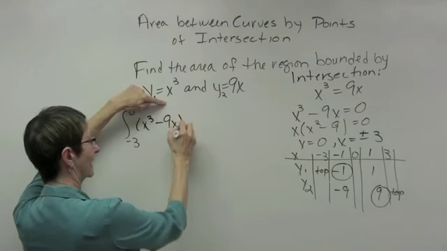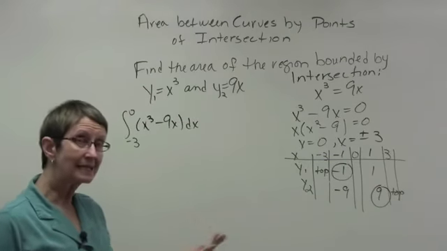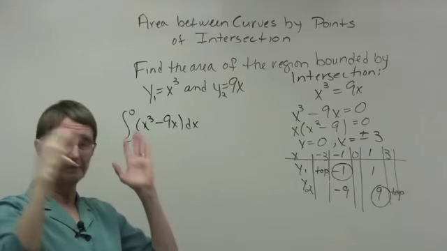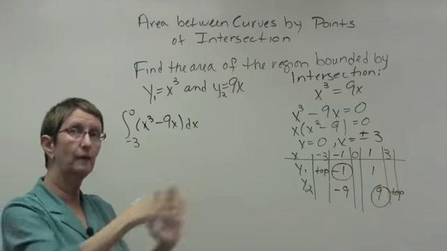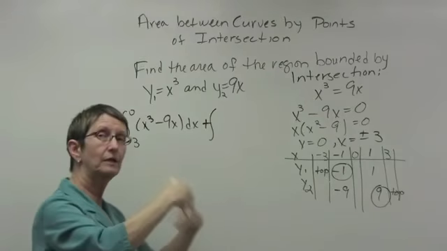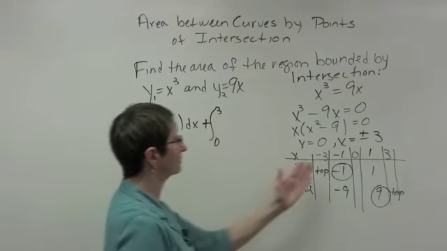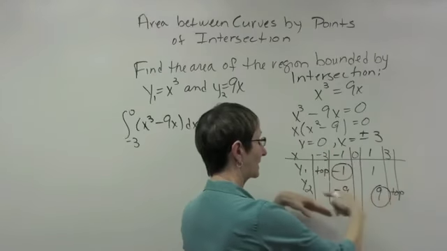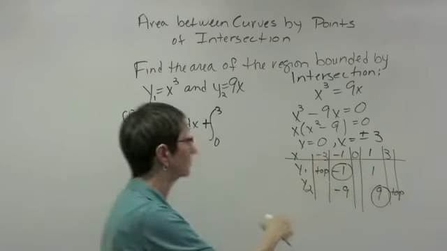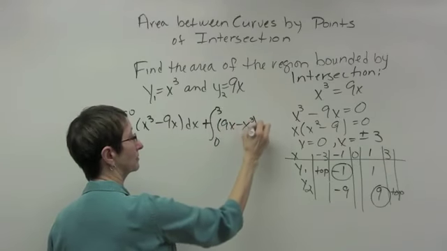And you subtract 9x. And since we're summing up, in your brain think rectangles, summing up rectangles, I have to add what happens on the second half, from 0 to 3. Well, from 0 to 3, the y2 curve is on top. 9 is bigger than 1, so it's going to be 9x minus x cubed.